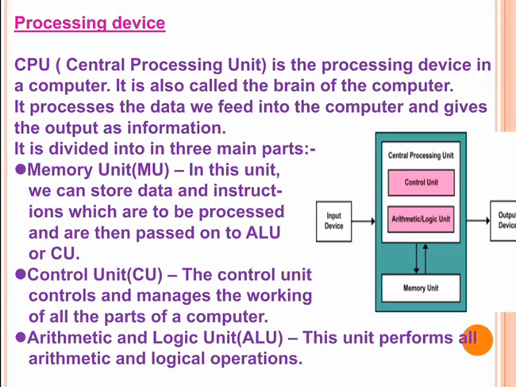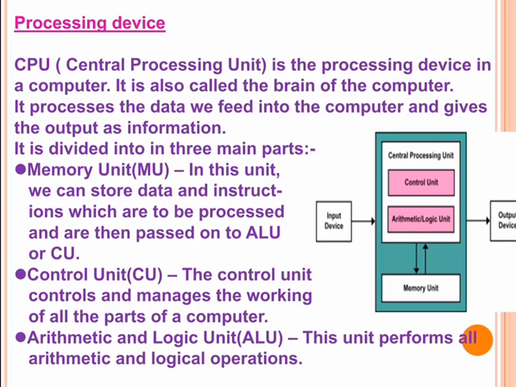Now let's know about processing device. CPU or Central Processing Unit is the processing device in a computer. It is also called the brain of the computer. It processes the data we feed into the computer and gives the output as information. Now it is divided into 3 main parts. They are memory unit, control unit, and arithmetic and logic unit.